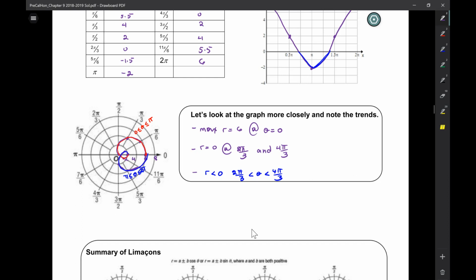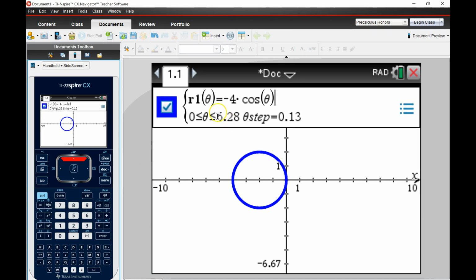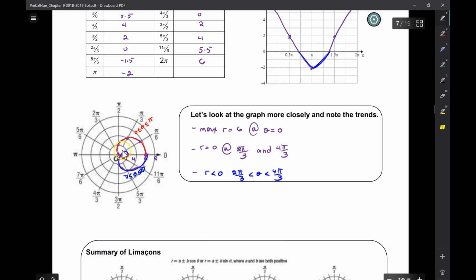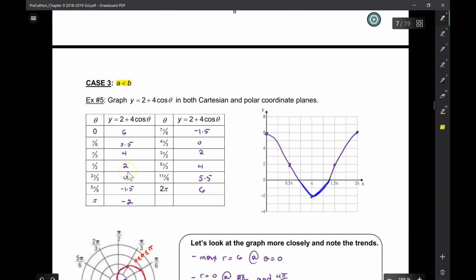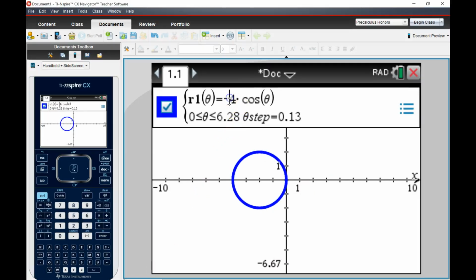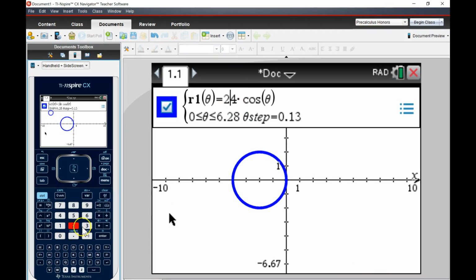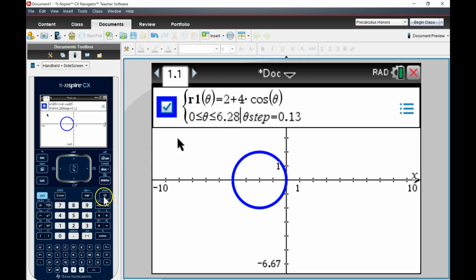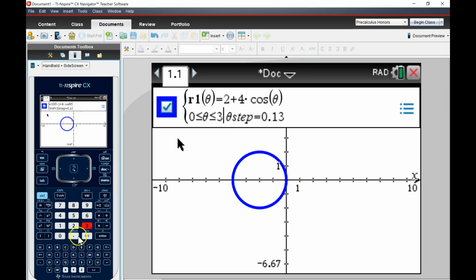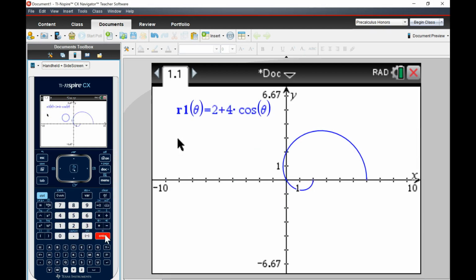Now, if you told it to go, let's say, from 0 to 3.14, then what it would do in this case is just graph 1/2 of it. Okay, so let's try that. This is 2 plus 4 cosine theta. So let's do that. It's 2 plus 4 cosine theta. And here I just want to go from 0 to 3.14. You see that? It only graphs half of the limacon for you.